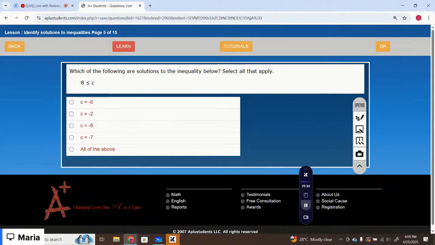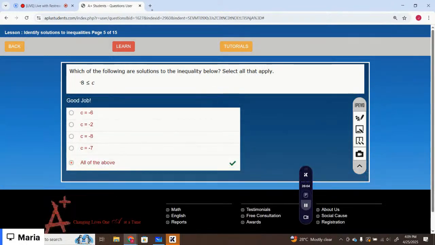Which of the following are solutions to the inequality below? Negative 8 is less than or equal to C. So negative 8 is less than or equal to all the given numbers, right? Negative 8 is less than negative 6, less than negative 2, equal to negative 8, and less than negative 7. So all of the above is the correct option.